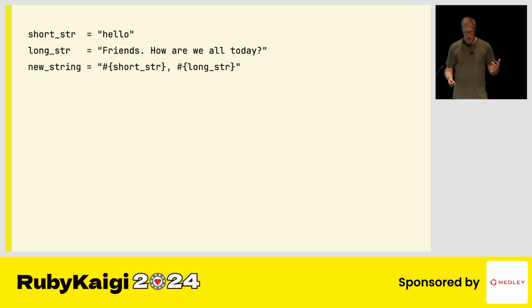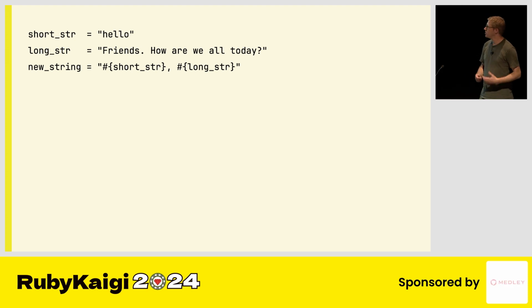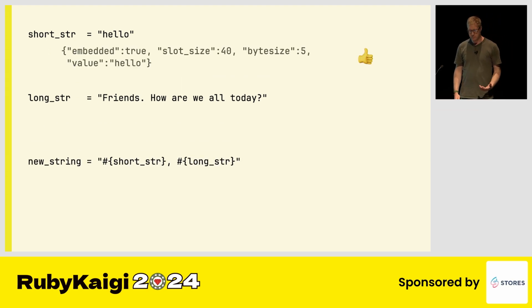And I wanted to make sure that these strings were all being allocated in the correct place. So I inspected them using the object space dump API, and this is what I got. So the first string looks good. It's embedded, and it's in the 40-byte bucket, which makes sense as it has a byte size of 5. Remember, 5 plus 16 is 21, plus that null terminator gives us a total size of 22 bytes.